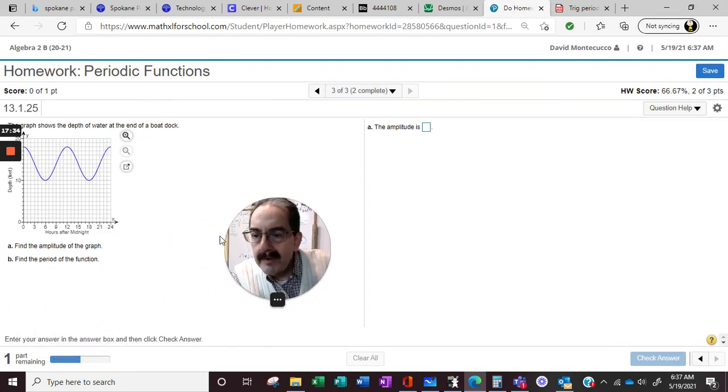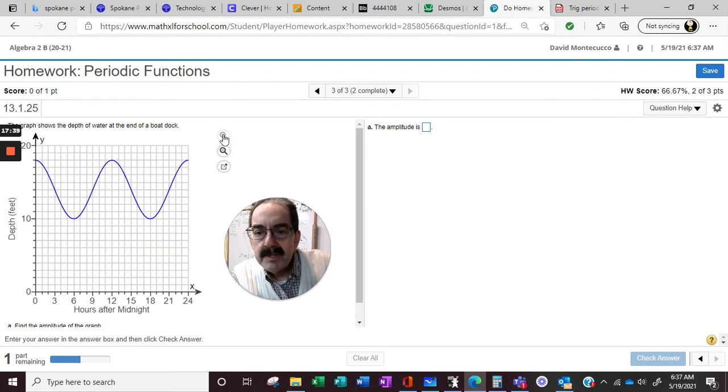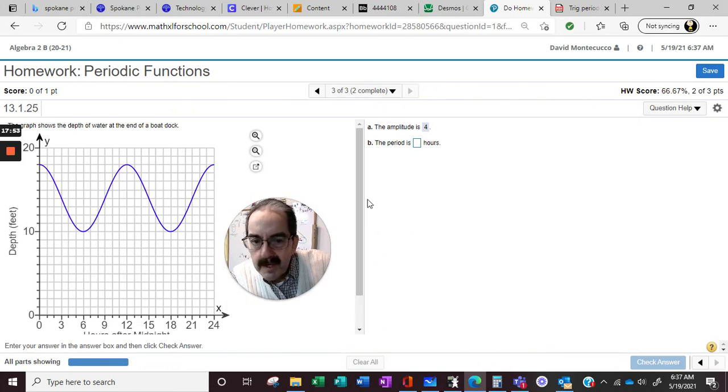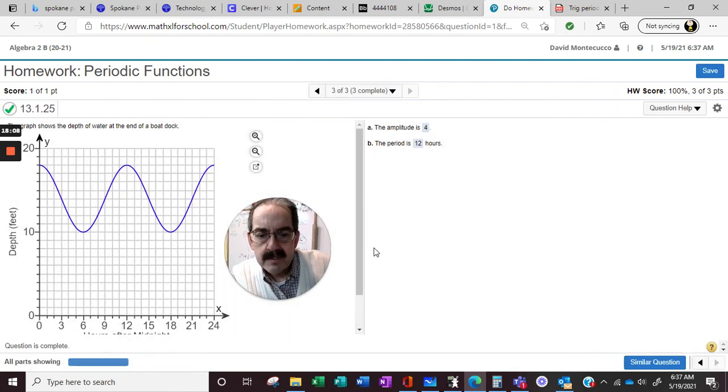Let's blow this up so we can read it better. The amplitude is halfway. So 18 and 10. 18 and 10 is 8 units, so 4 units. Now the period. This one's a little harder. Is that the high to the high? Let's just do this one. 6 to 18. 6 to 18 is 12. So 12 hours. Fantastico.